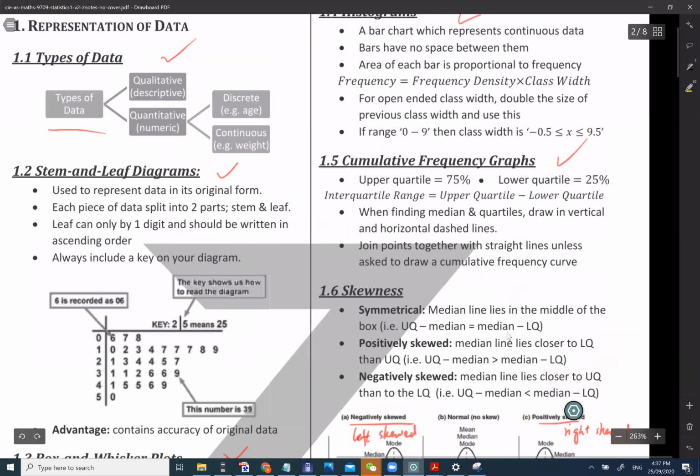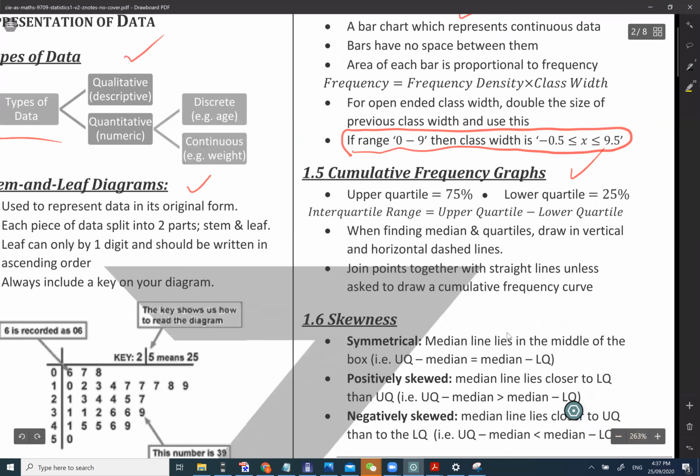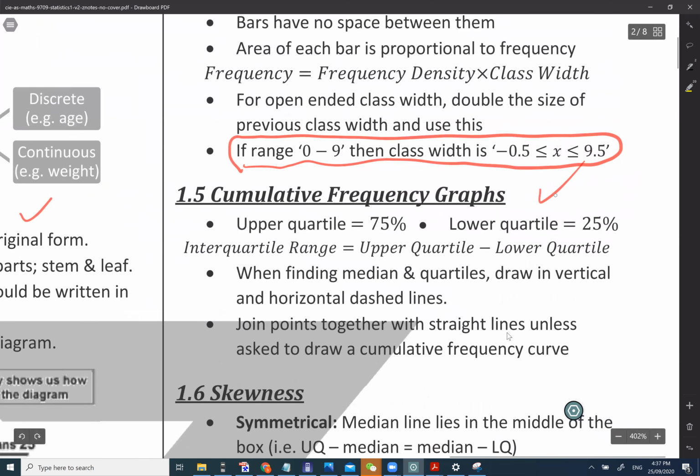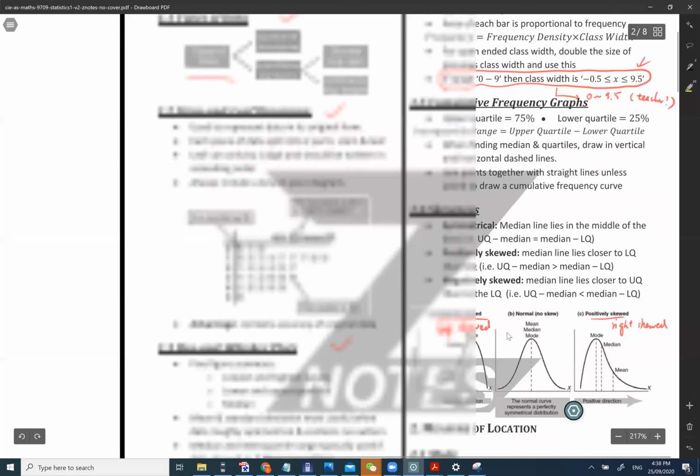Guys, I agree with this type of change. You need to double check with your teacher, for example, by email or something, because I found in one paper, they changed the boundary to 0 to 9.5. They didn't change to negative 0.5. I agree with this. Double check with your teacher. Okay, so that's this one.